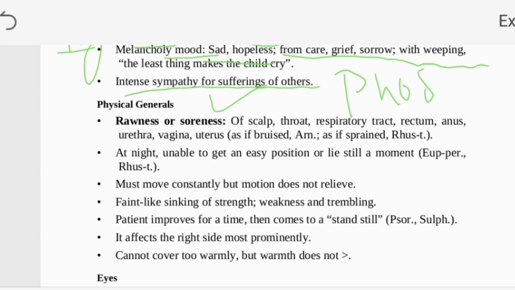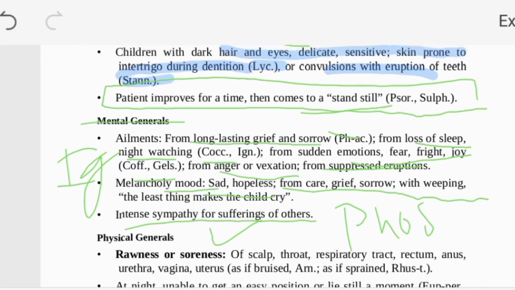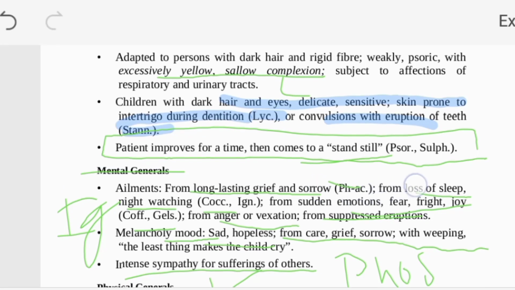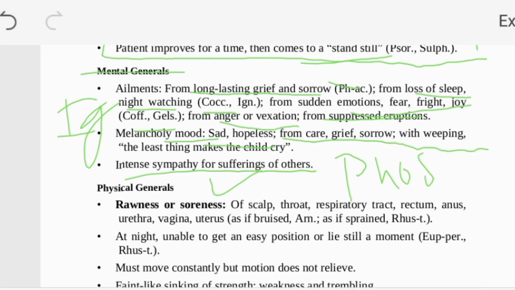So from here we know that causticum is mainly given to a sallow complexioned person whose vital force is decreased, so in a standstill condition we give causticum to increase the vital force. Then ailments from long-lasting grief, night watching, vexation, loss of sleep. But always remember the peculiar point of causticum is that they are intensely sympathetic for others.